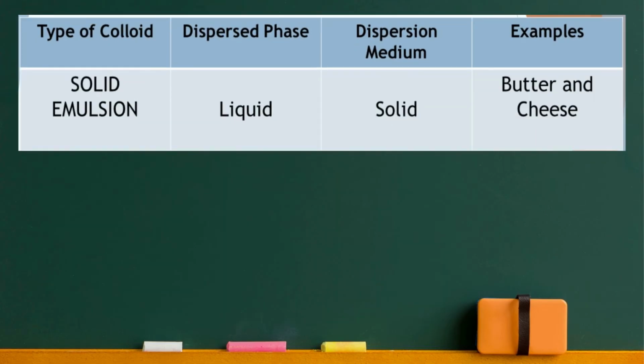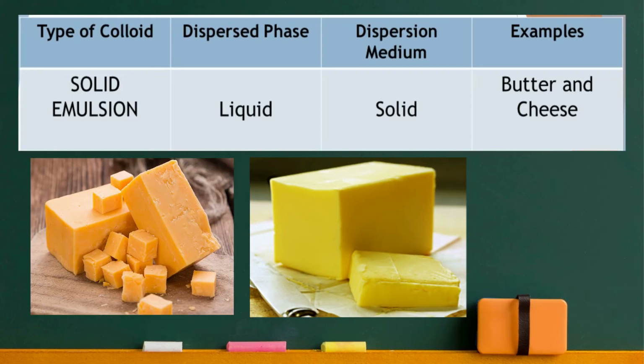Type of colloid: solid emulsion, dispersed phase liquid, dispersion medium solid. Examples: butter and cheese.